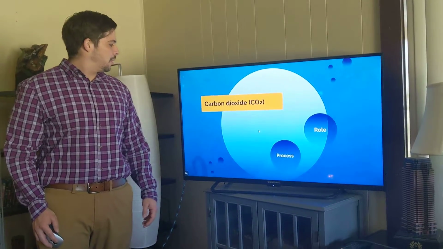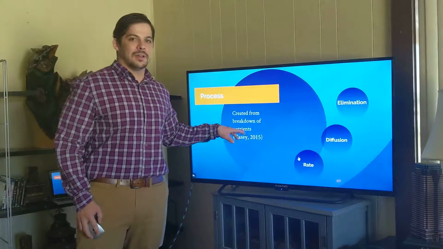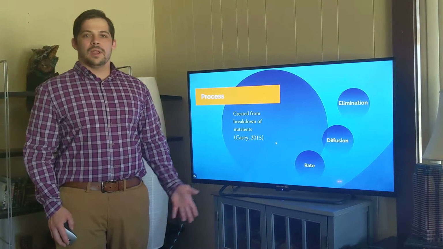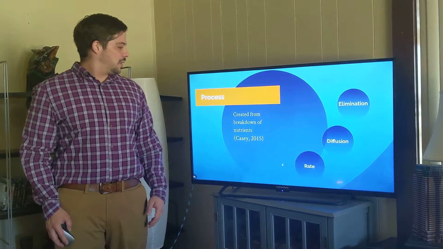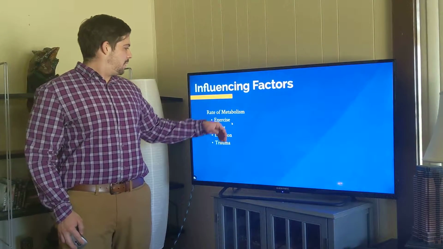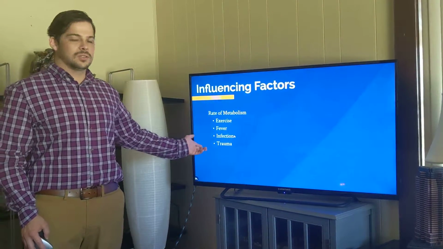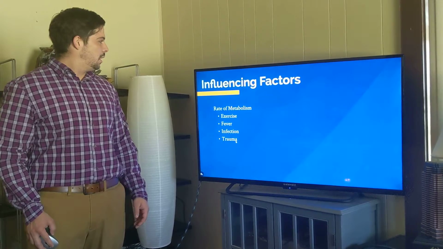Just a brief review of carbon dioxide. Carbon dioxide is created from the breakdown of nutrients to create energy, or adenosine triphosphate, ATP. The process is influenced by different rates that can affect its metabolism, such as exercise, fever, infection, trauma.